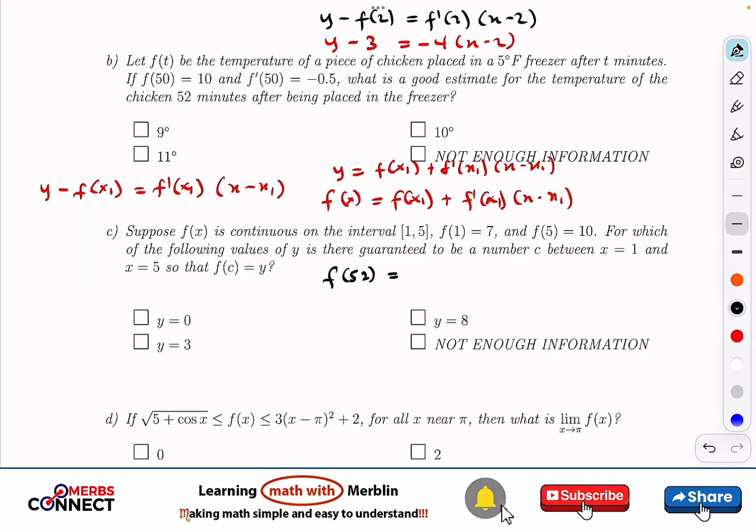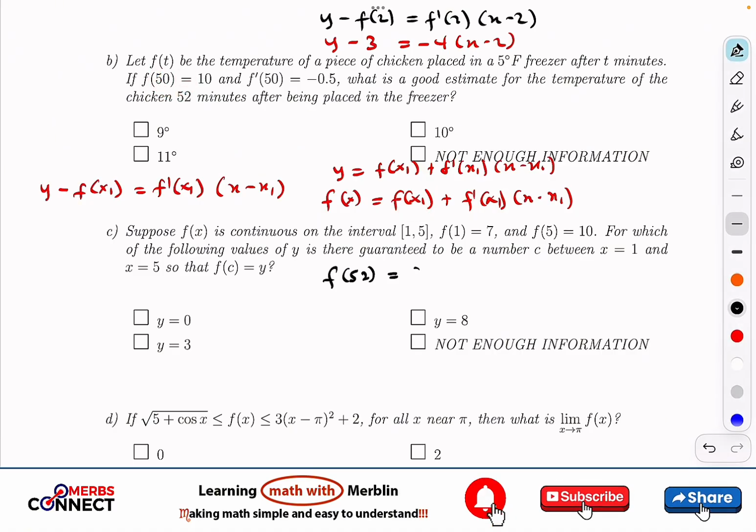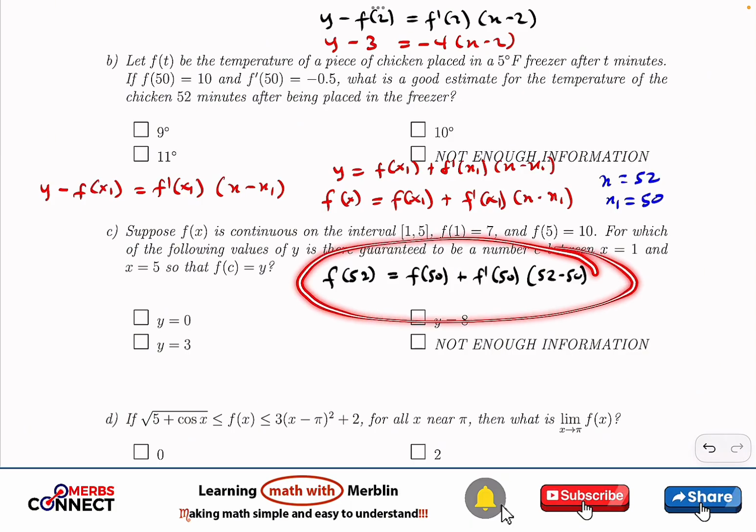which is equal to, now what are we going to do here? We are going to set our x1 to be 50 because we have this one here. So we have 52 and we have 50. So we are setting our x1 to be 50. So this is going to give us f of 50 because we are doing approximation, plus f prime of 50 times 52 minus 50. So here what I'm doing is x is equal to 52 and then x1 is equal to 50. That's basically what I'm doing to make sure that I form this equation.